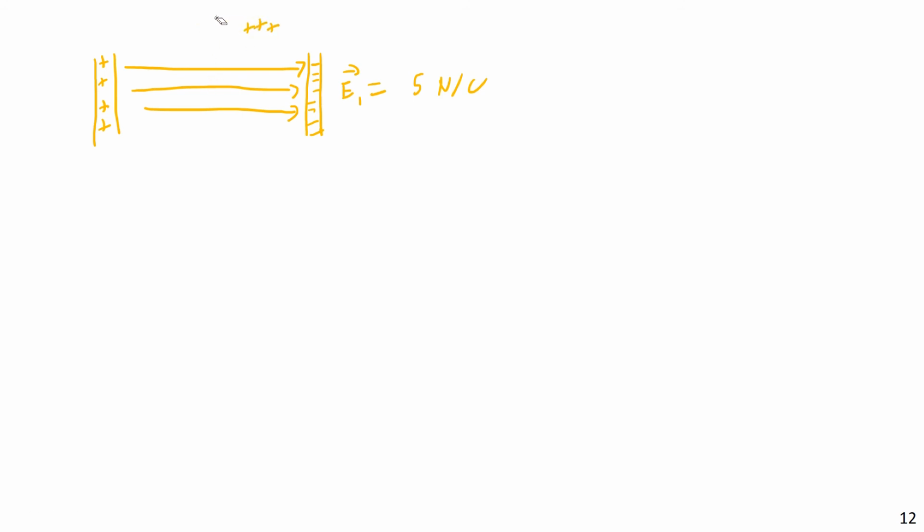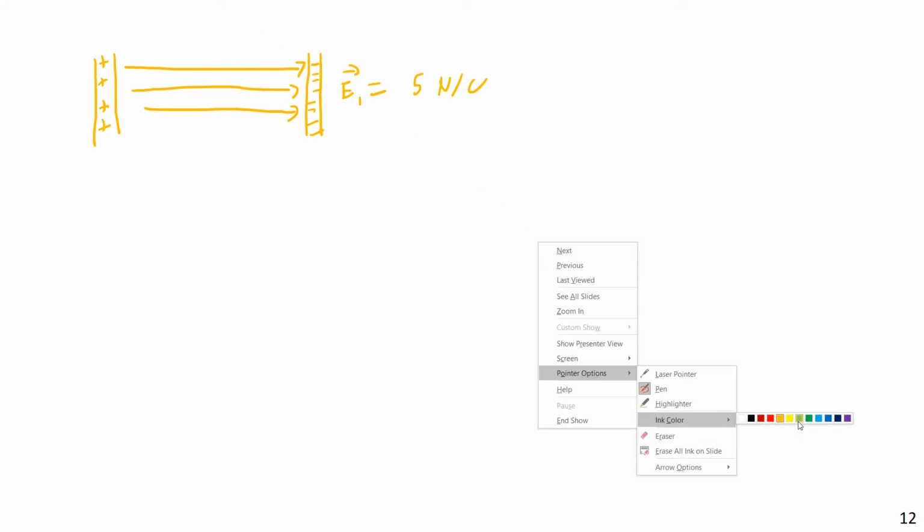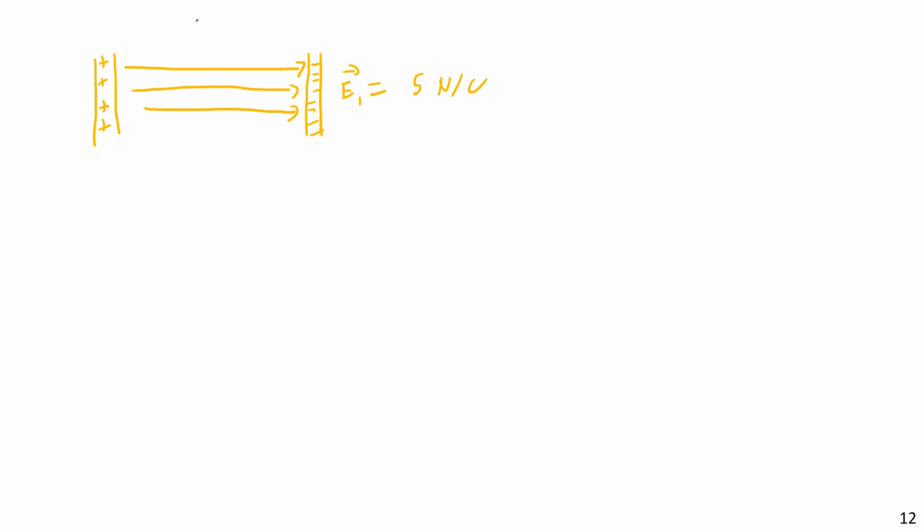And maybe I'll do this in a different color actually to illustrate the contrast between them. There is another set of plates in the vertical or horizontal depending on your perspective, but the field will be pointing vertically. The plates will be horizontal. And this would have an electric field downward.